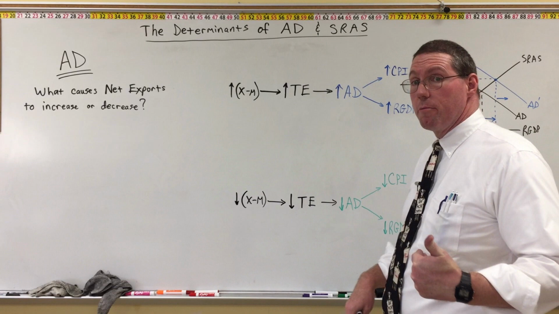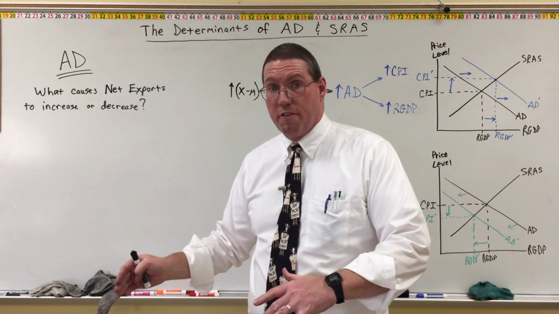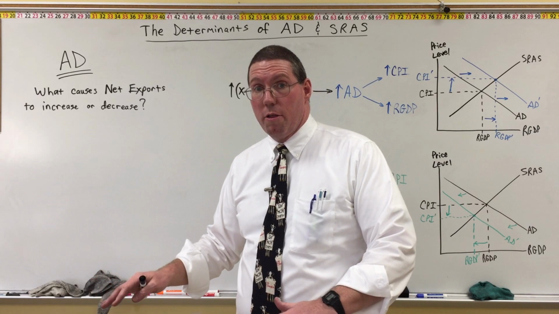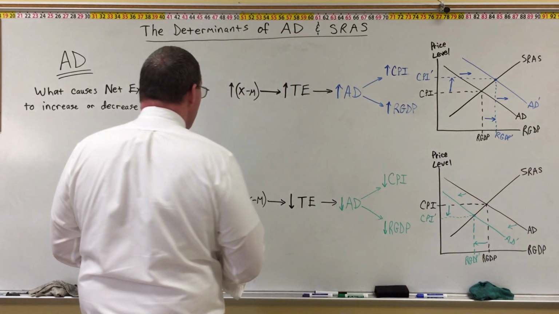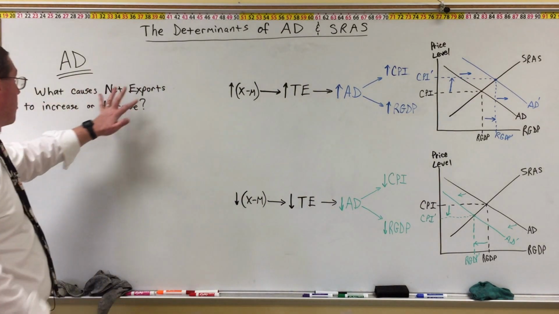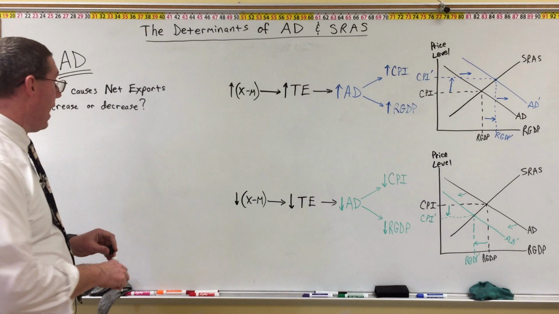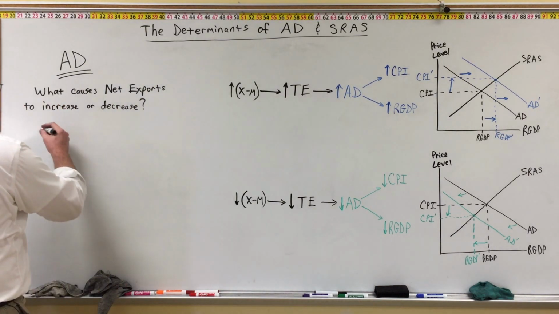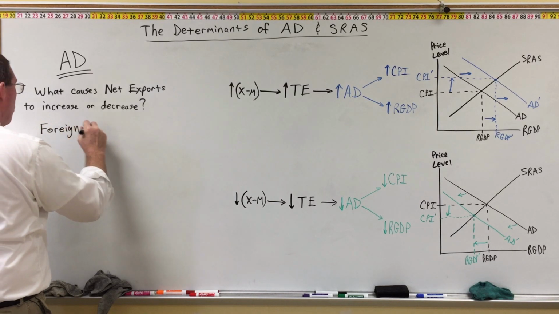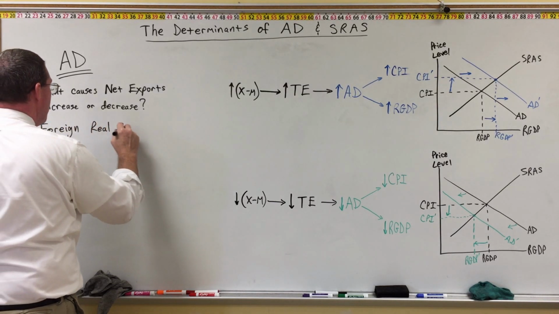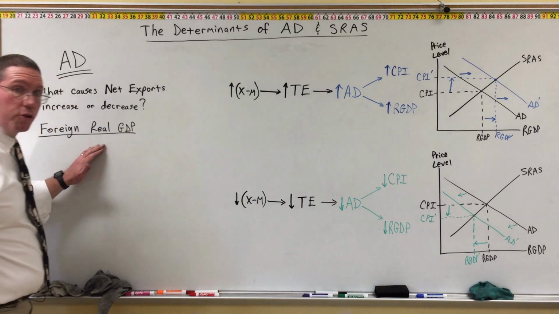Now, remember, this is ceteris paribus. We're not considering the effects of other variables. We're holding all other variables stable while we only change net exports. So the question is, what causes net exports to increase or decrease? And I'm going to give you two categories. The first one is foreign real GDP. What that basically means is output in other countries.